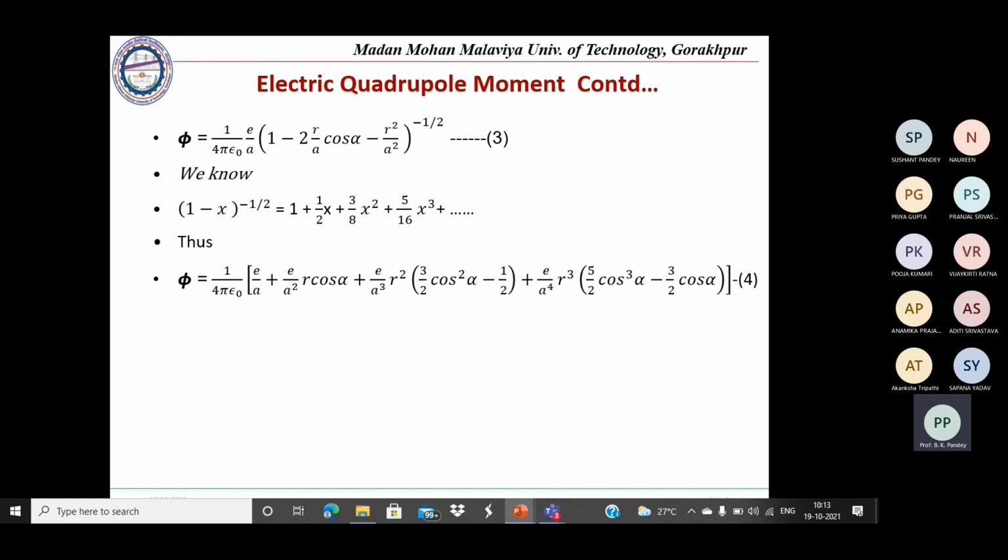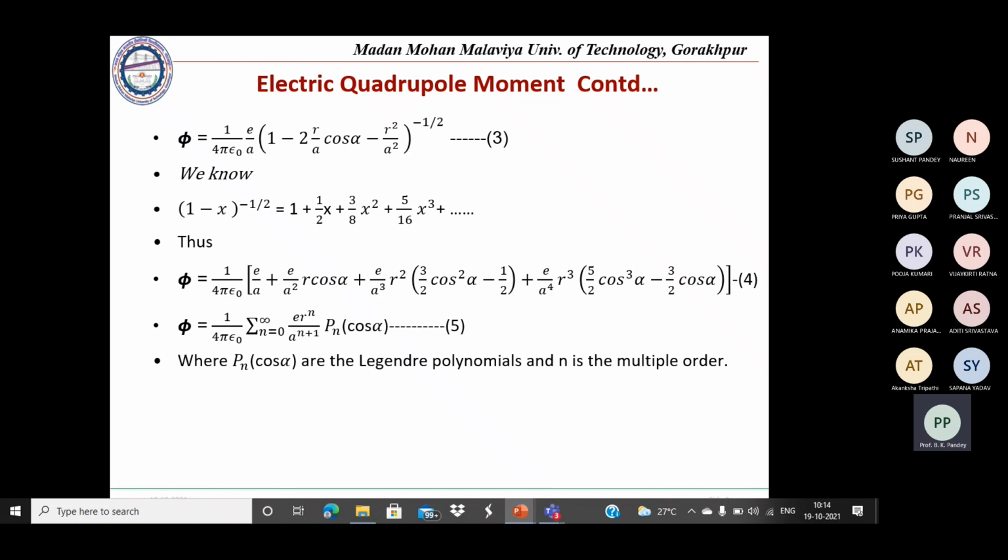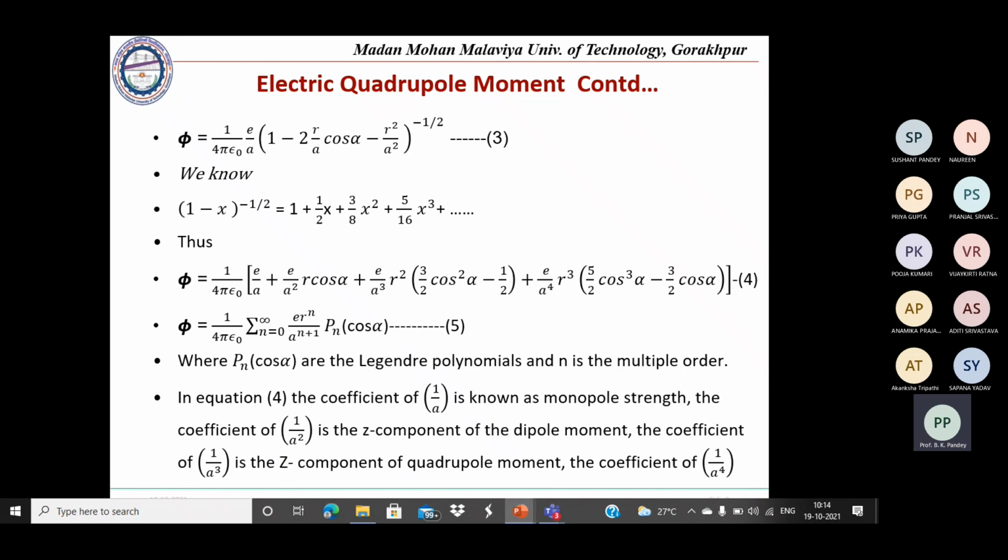Finally we write phi is equal to 1 upon 4 pi epsilon 0, and this is a series, which can be written as n equal to 0 to infinity E r to the power n upon a to the power n plus 1, and there is a function, the Legendre polynomial, that is Pn cos alpha, where Pn cos alpha is the Legendre polynomial and n is the multipole order.